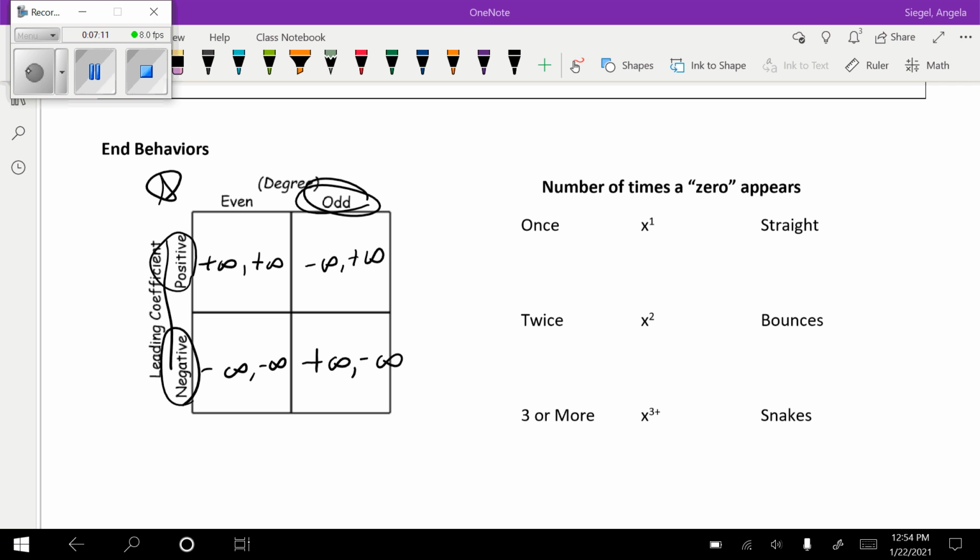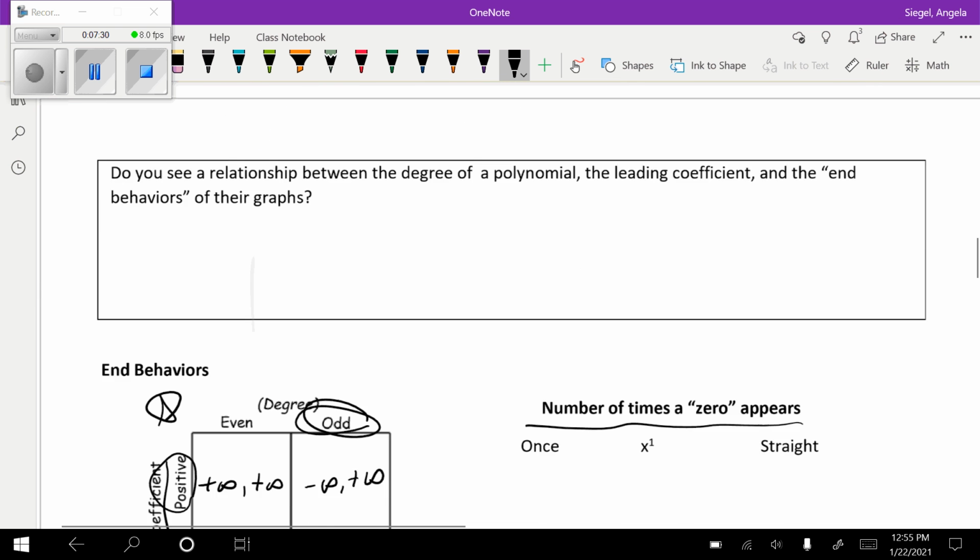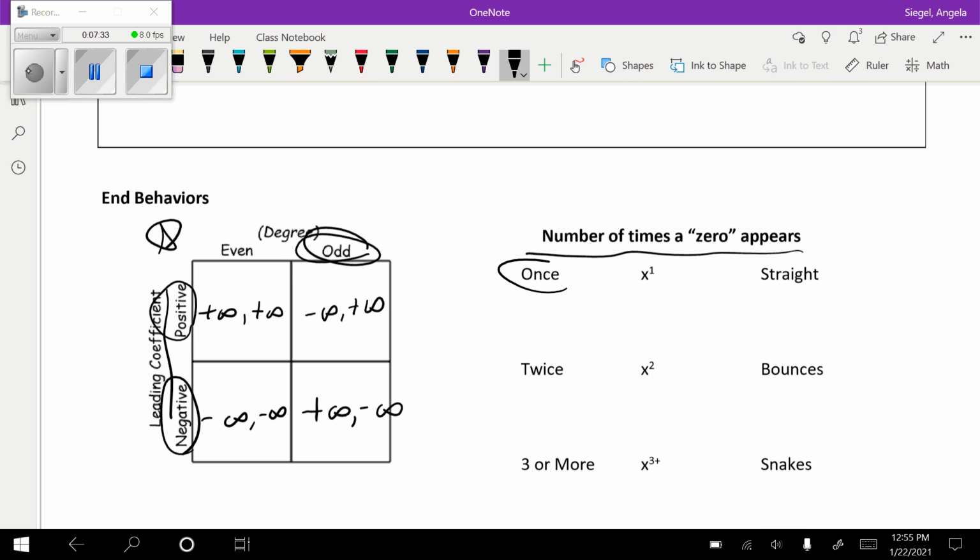Okay, so we're going to talk about the number of times a 0 appears. This has to do with the number of your exponent as well. So like x to the 15th power has 15 zeros. X to the 6th power has 6 zeros, and so forth and so on. So x to the 1st power has 1 zero. X to the 2nd power has 2 zeros, and so forth and so on.